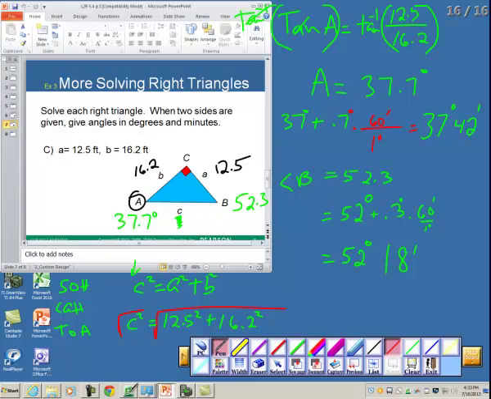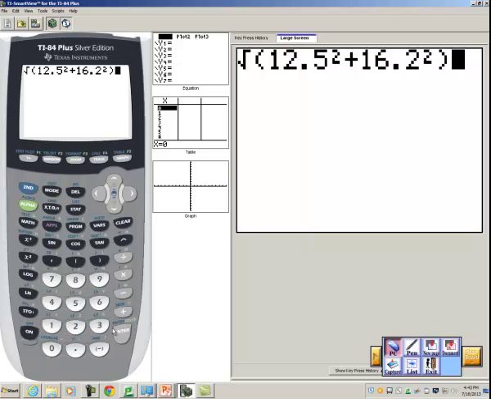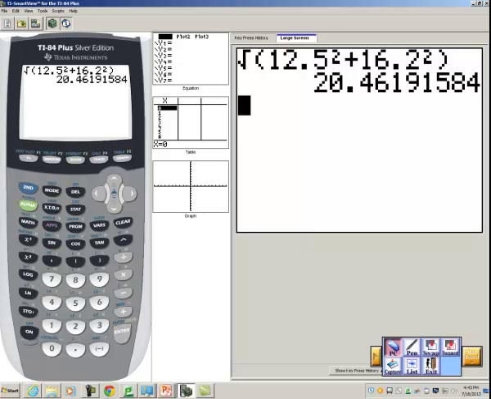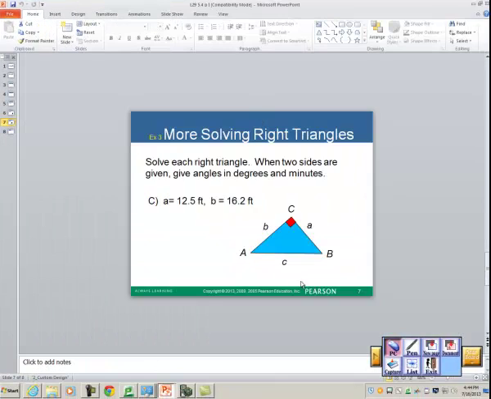Okay, so 12.5 and 16.2. So you could hit second and square root, 12.5 squared plus 16.2 squared, and then close it. And that way you just, boom, put it in there all in one shot. And you get 20 point, we're rounding to the nearest tenth, 20.5. Okay? Questions with that? Okay.